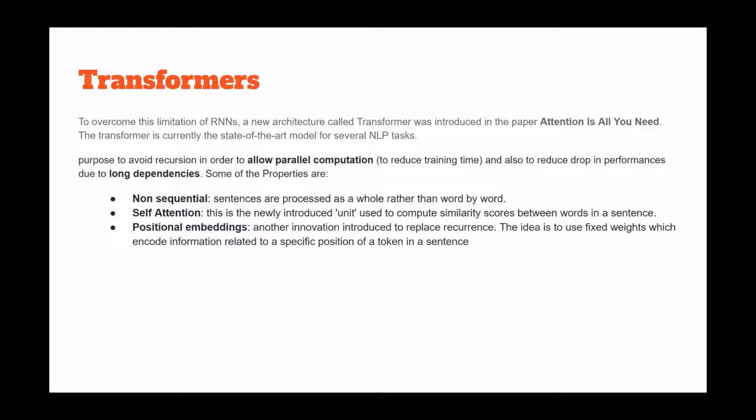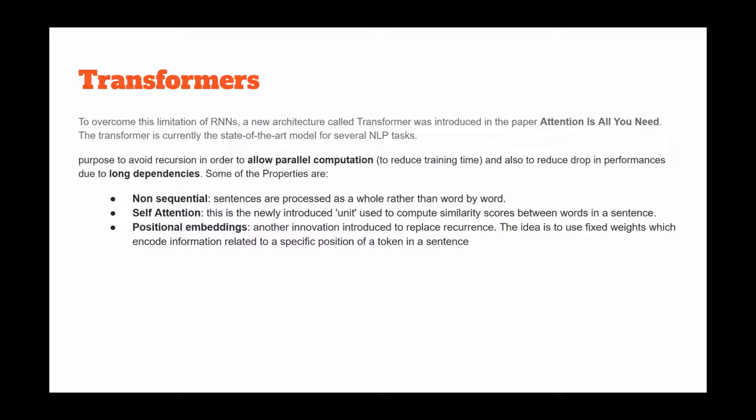The second one is self-attention. This is a newly introduced unit used to compute similarity scores between words in a sentence. In the coming lectures, we will go deep into self-attention, positional encodings, and embeddings. But simply remember that self-attention helps to compute similarity scores between words in a sentence so that we can know about the relationship between different words in a sentence.